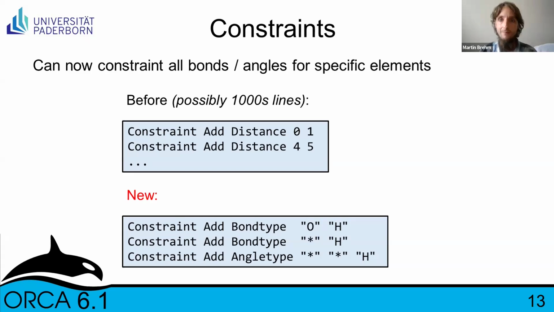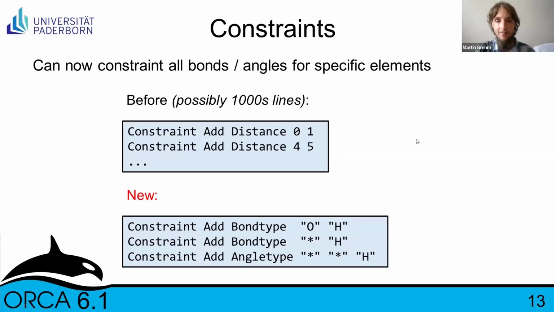And constraints were already implemented in ORCA MD since very long. But at the moment, you have to add them manually per constraint. If you want to constrain many distances, you would need one such line as shown here on top for each distance, and it can be quite lengthy.